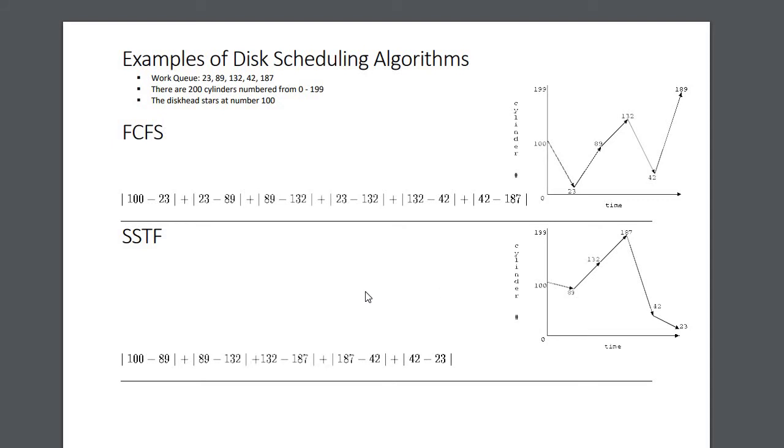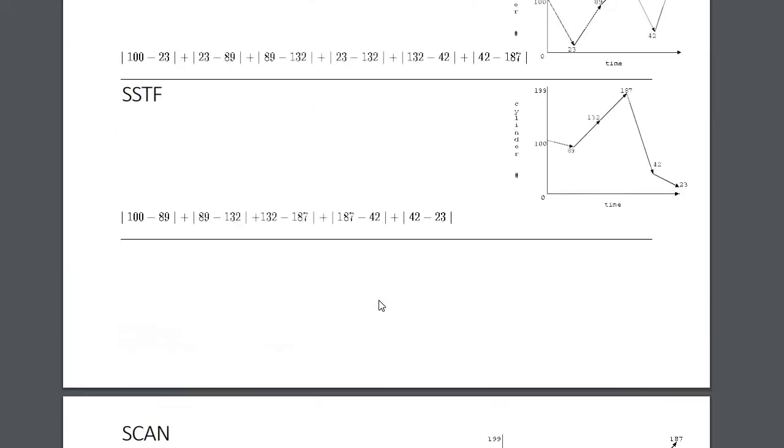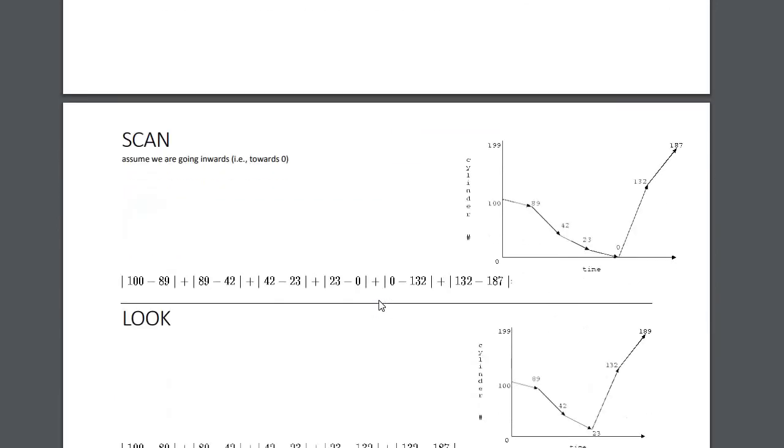Shortest seek time first helps us identify the sequence in which we can move the head from one cylinder to another where the travel is least. So we don't need to travel far to reach any cylinder. So this is very much optimal in our case.